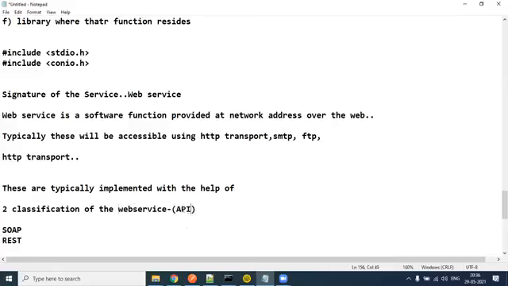Don't worry, we will talk about how API is different from web service. First of all, these are not two different terminologies altogether. There is definitely a considerable amount of overlap between these two, but right now I don't want to get into a debate. First, I want you to understand the concept, then I want you to come up with your own thought process. So what I'm saying is there are two classifications of the web service: one is a SOAP based web service and another is a REST based web service.